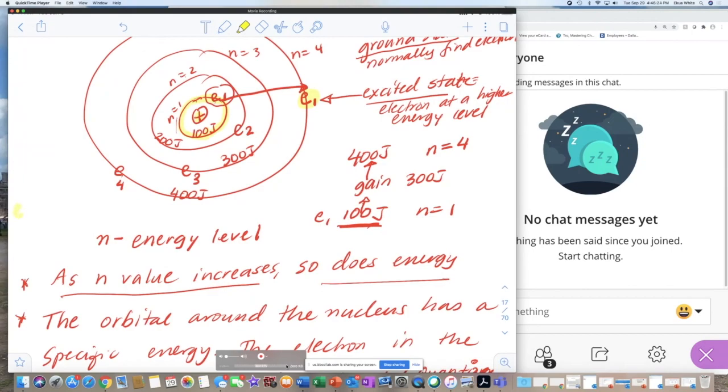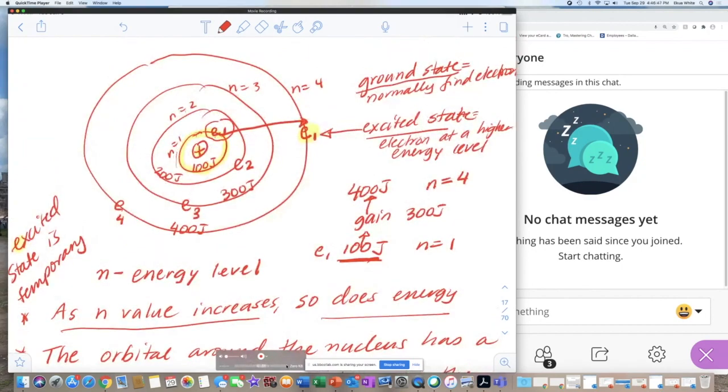So here, the rule is: excited state is temporary. I start talking and I forget how to spell temporary, right? So the electron has to go back home. Well, for the electron to be back at its home or its ground state, for it to even be allowed back home, it has to now get back to 100 joules of energy.